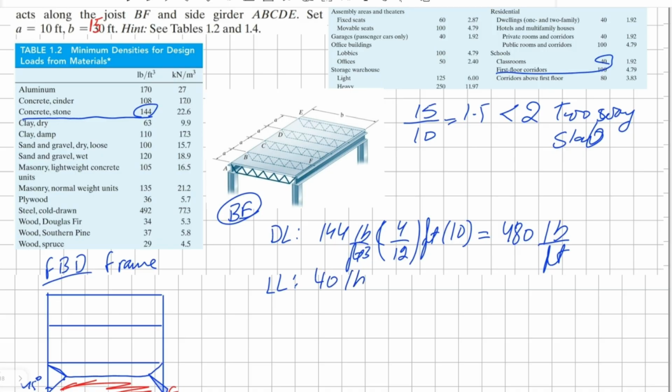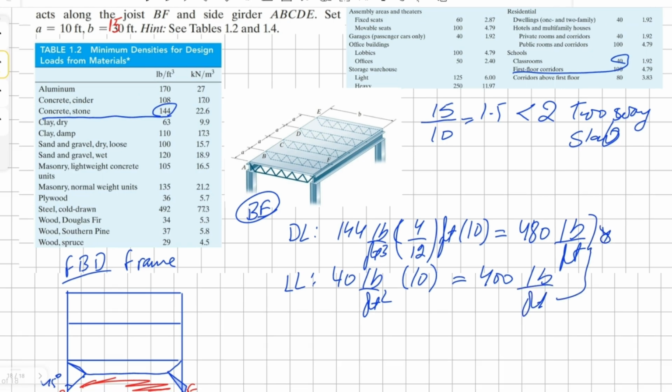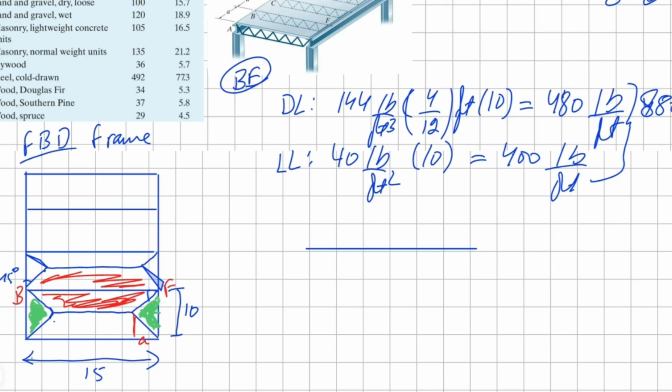So it's 40 pounds per foot squared times 10 feet. That's the load our joist is going to carry from the slab, and this is equal to 400 pounds per foot. Adding both of these together, we get a total load of 880. Before we proceed any further, let's draw the free body diagram of our joist BF.